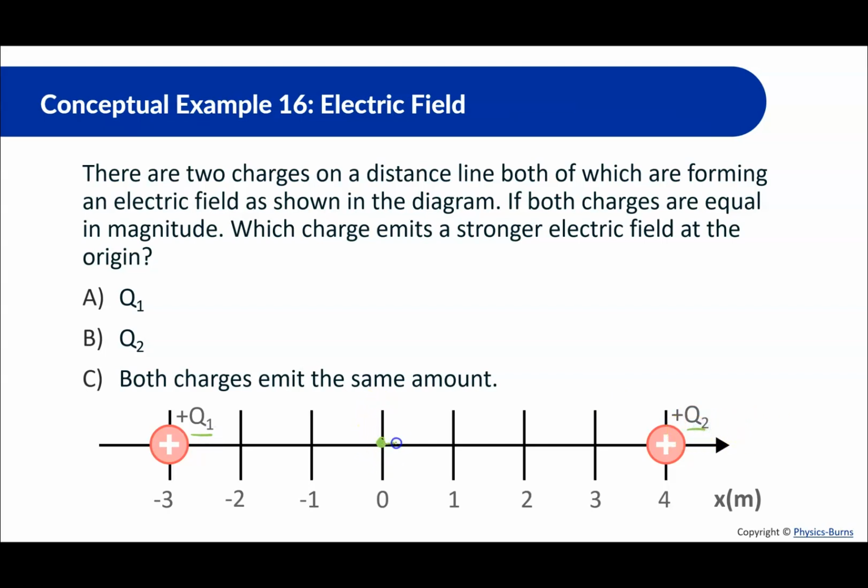We know that Q1 is going to make this go over here to the right. And we know Q2 is going to make this go over here to the left. I'm going to call this E1 and E2. But which one's going to have a stronger magnitude? You might be wondering, oh, they have the same charge, so they must exert the same electric field. But that's not true. Because Q1 is closer, this one is 3 meters, and this one is 4 meters, that means that this electric field is going to be stronger than Q2 at the origin. So it'll be Q1. Hope that made sense.